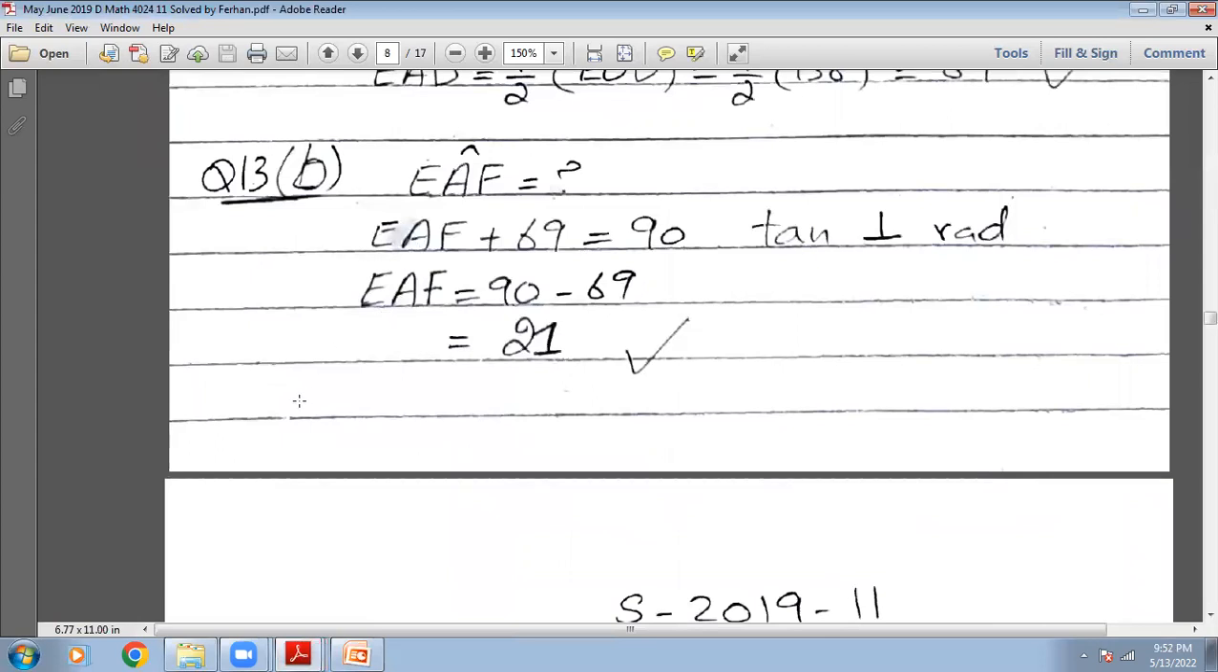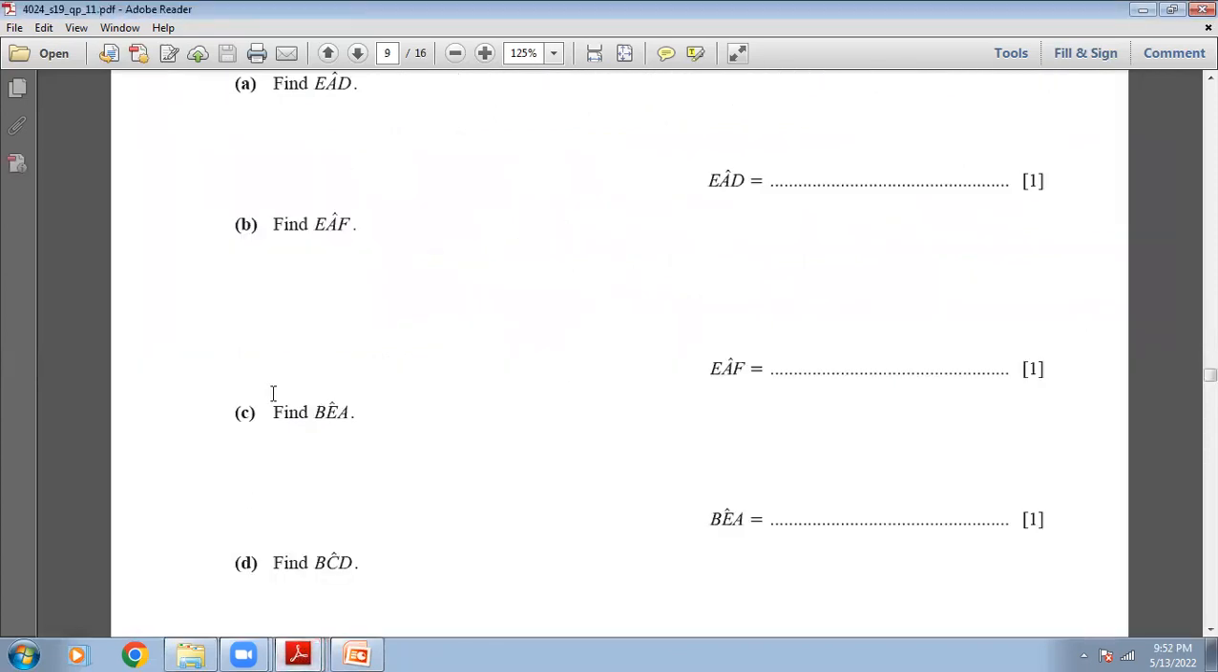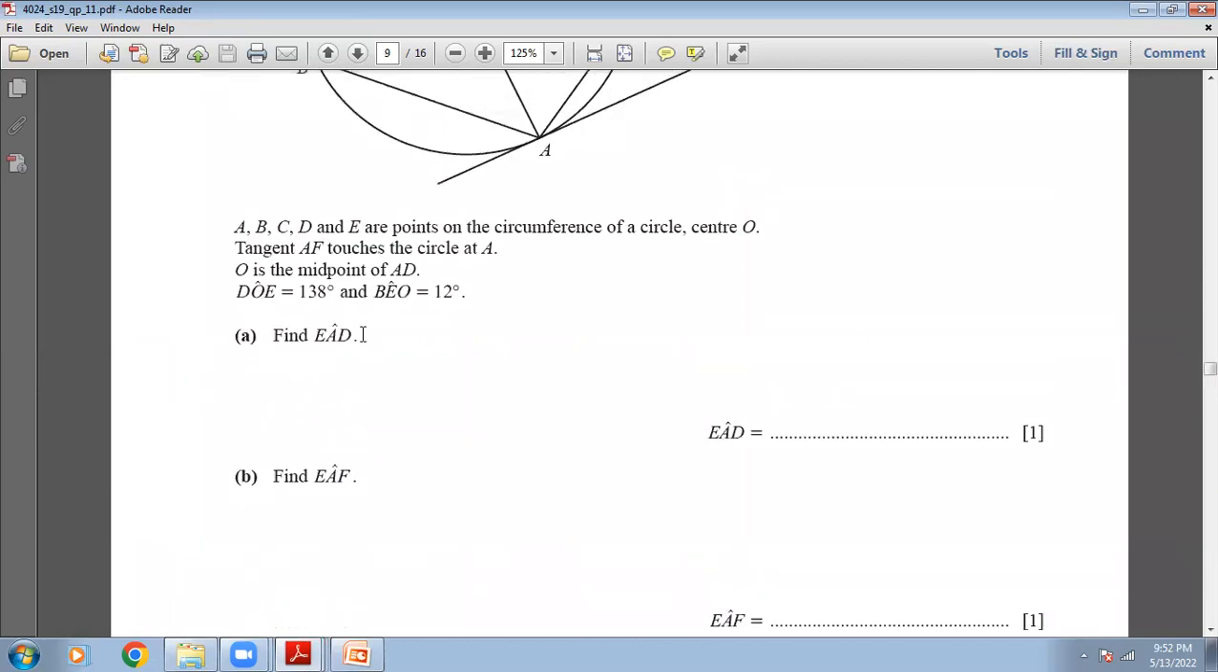So EAF plus 69 is equal to 90. The tangent is perpendicular to the radius. So the angle EAF plus 69 will be equal to 90. So the angle EAF is equal to 90 minus 69. That will be 21. So 21 degrees is the right answer, sir. I have already checked that answer. So then they say BEA.